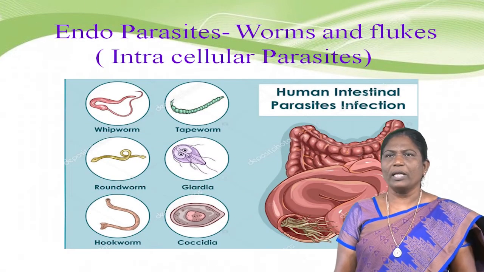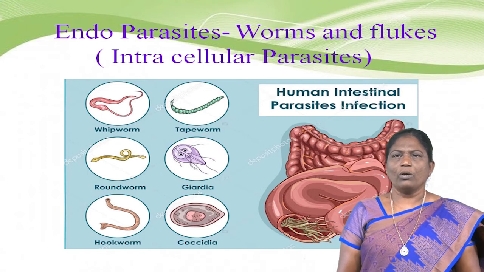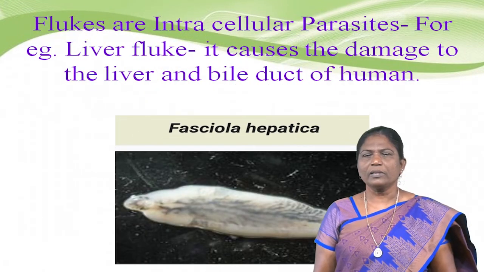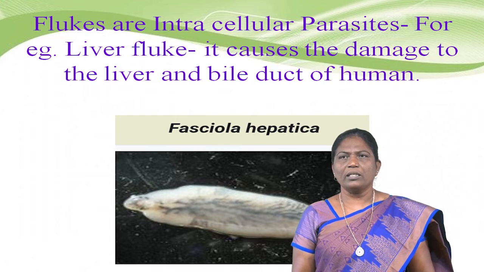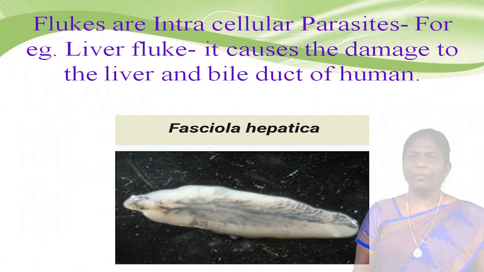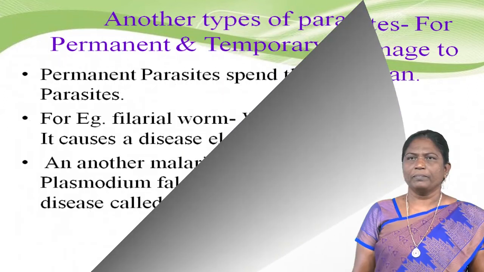The next one is about the endoparasites. Here it includes worms and flukes, and also we can see the presence of whipworm, roundworm, hookworm, pinworm, tapeworm, etc. The flukes, or intracellular parasites, for example, liver fluke, cause damage to the liver and bile duct of the human. This is a diagram of Fasciola hepatica.